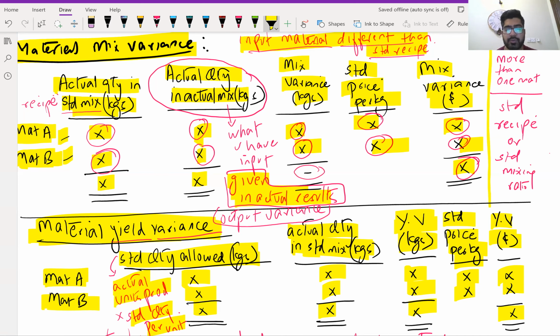So if you are making 1,000 units and the quantity per unit is 3 kgs, the standard quantity allowed would be 3,000. If you are making 5,000 units and the quantity allowed is 1 kg per unit, so 5,000 units into 1 kg per unit, that is 5,000.